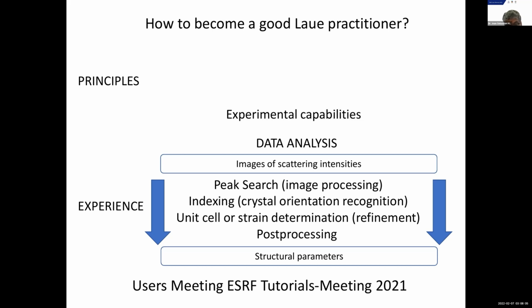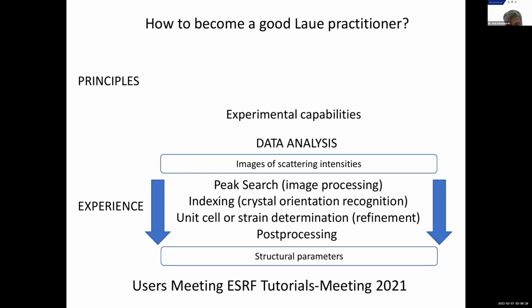And the second step is the indexing. It means that we need to find and recognize what are the HKL Miller indices of a certain amount of Laue spots in your Laue pattern. From the indexation, or indexing, we will be able to determine the crystal orientation.